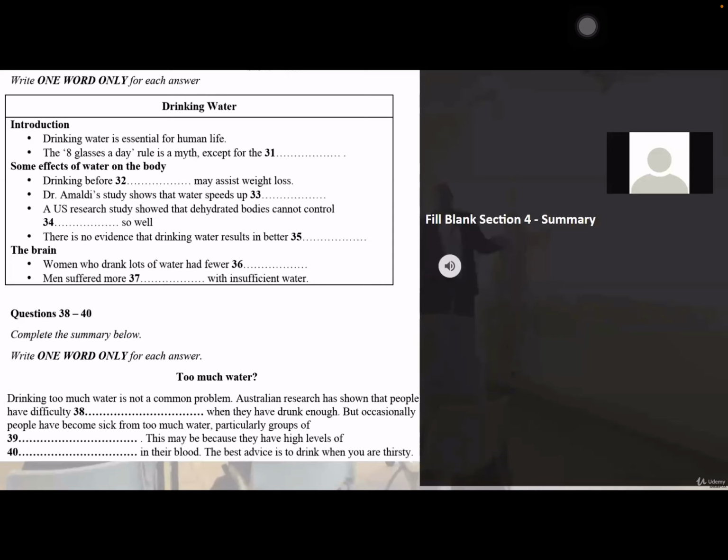But what about the opposite? Can you drink too much water? Well, it's possible, but it's not a common problem. Actually, the human body kind of prevents us drinking too much. Australian researchers discovered that when subjects were fully hydrated, they actually found swallowing problematic. Their bodies just wouldn't allow it so easily. So that's an interesting finding.